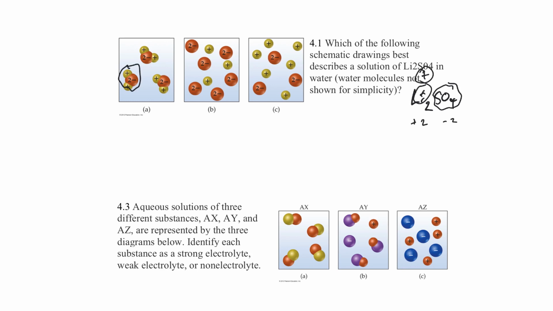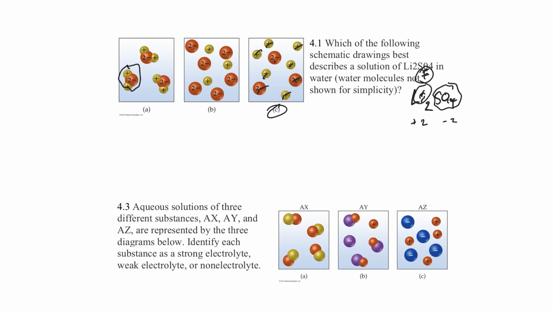So I need something to where it's going to be separated positives and negatives. Let's look at B. In B, I've got 1, 2, 3, 4, 5, 6 negative 2s and 3 positive 1s. Do you see I need twice as many positive 1s here as I have negatives. So in this case, C would be the right answer. I've got 3 negative 2s, and for every one, I'm going to have 2 positives. So in that case, 4.1, C would be your best answer.